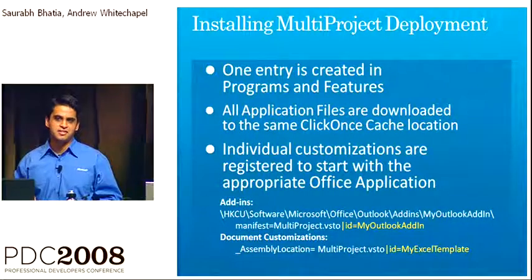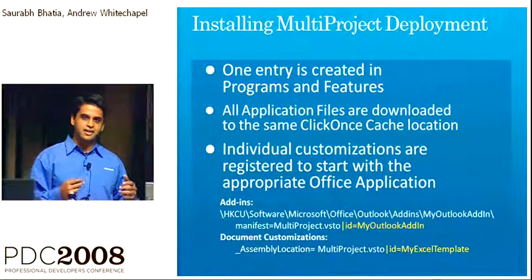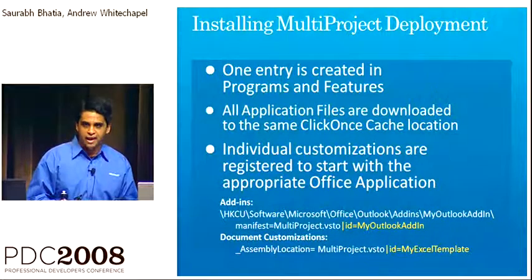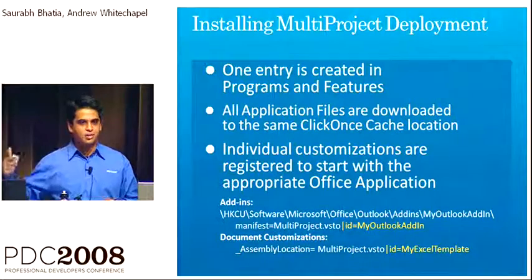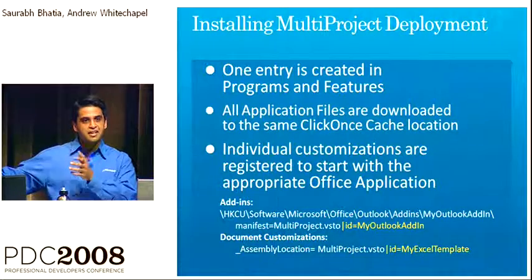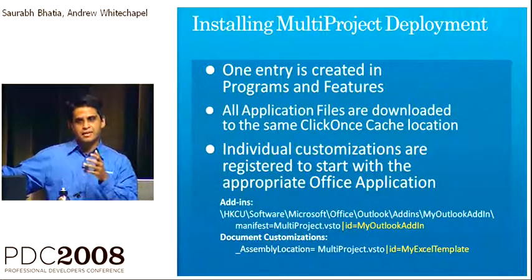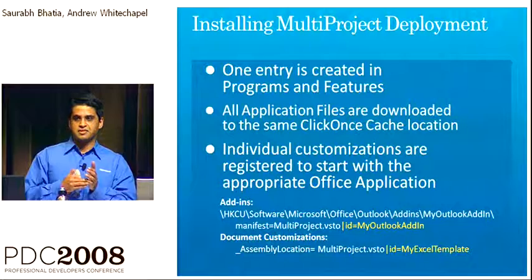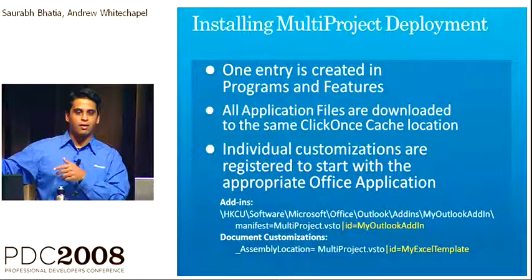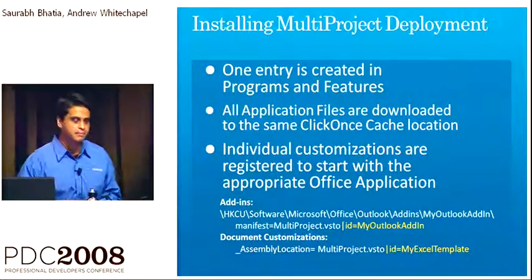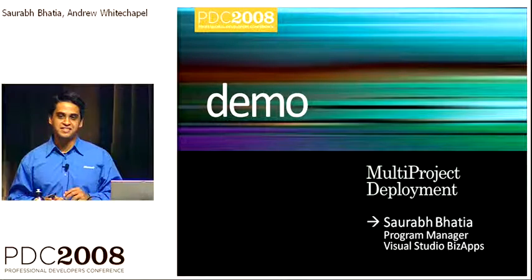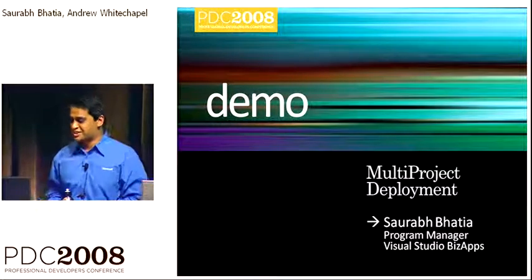Also, the individual customizations that make up this multi-project will get registered with the right Office application. So if you had an Outlook add-in, it's going to go under the HKCU Outlook add-ins hive, which is where Outlook is going to go find it and say, hey, OK, this add-in needs to be loaded when I start up. So all the individual customizations, when you install this multi-project solution, will get registered with the appropriate Office application that needs to run them. So that's the theory of multi-project deployment. Let's take a look at how we can actually do this.